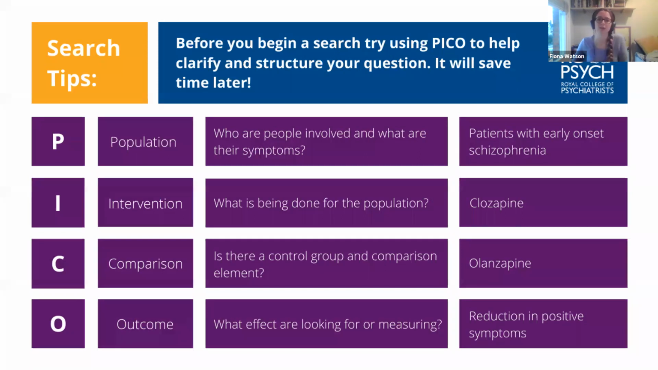And there's a few different ways you can divvy up your question, and the most famous is PICO, which divides any question into population, intervention, comparison, and outcome. So you can see here I'm doing patients with early onset schizophrenia, comparing clozapine and olanzapine for reduction of positive symptoms.